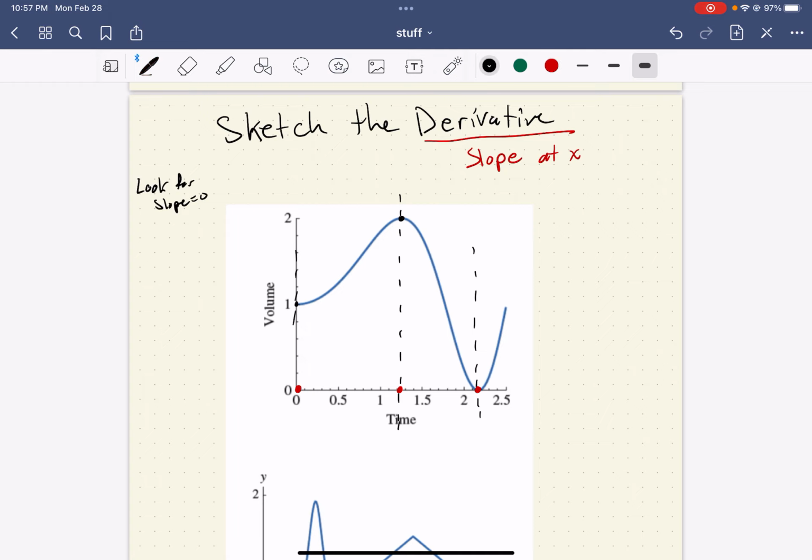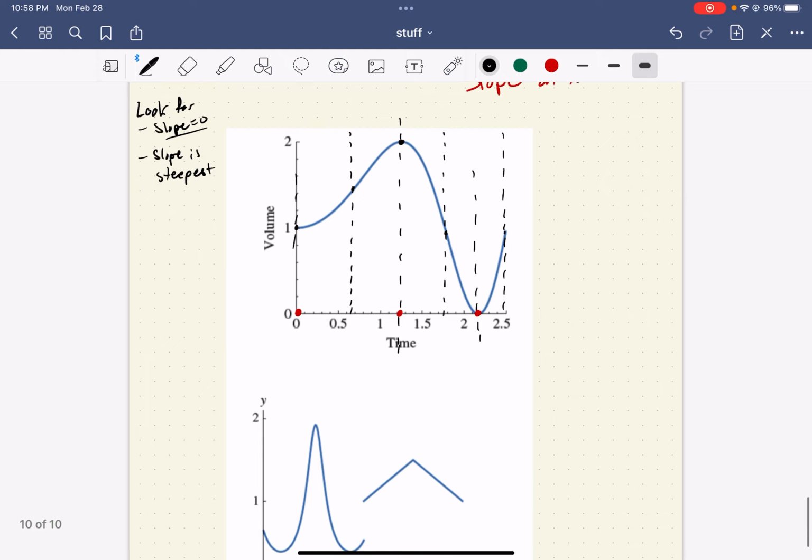All right, so now that I've looked for where slope is 0, now I want to look for where my slope is steepest. All right, so let's see. So in black, maybe I'm steepest around here, maybe I'm steepest around here, maybe I'm steepest around here. Okay, does that seem about right? That seems about right. So again, I care about the x value, so let's go ahead and divvy this up. And I actually need to continue down because we're going to need some negative y values.